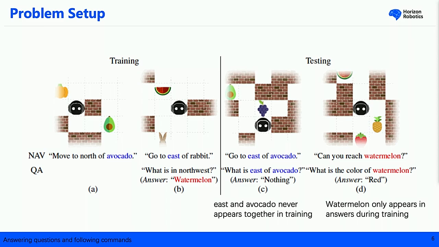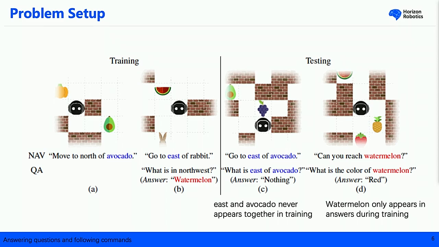So here is our problem setup. During training, we have this simulator generate some 2D environments, and also issue navigation commands and questions. The learning signal our agent receives is the answers to the questions and also the rewards, which indicate whether the agent successfully executed the commands or not.